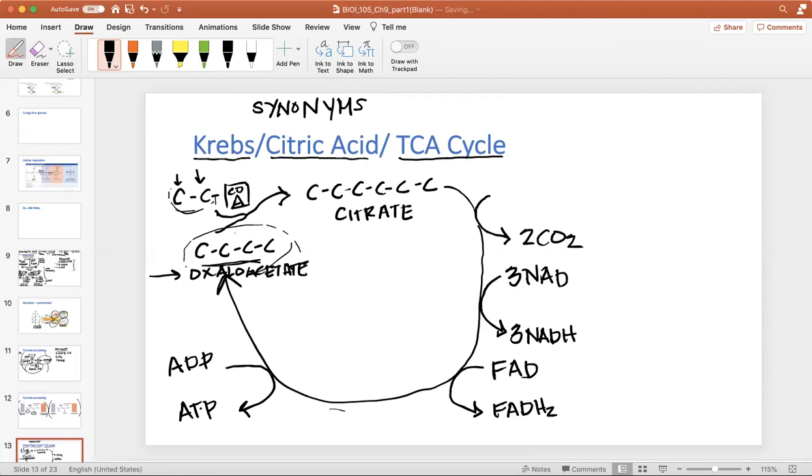So what I'm telling you is that the process of going from citrate, going through all these biochemical reactions to get back around here and regenerate this 4-carbon molecule to start this process again, results in all of these byproducts, okay? So let's look at the products of the citric acid cycle.